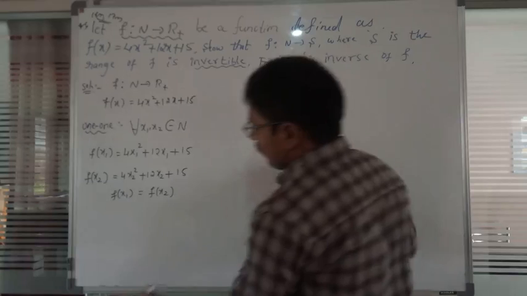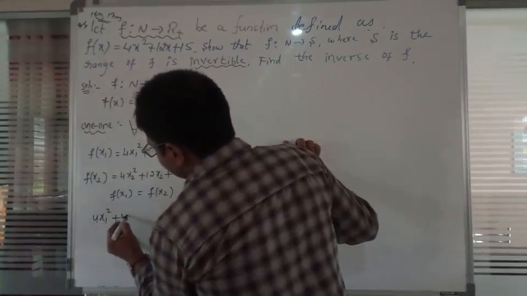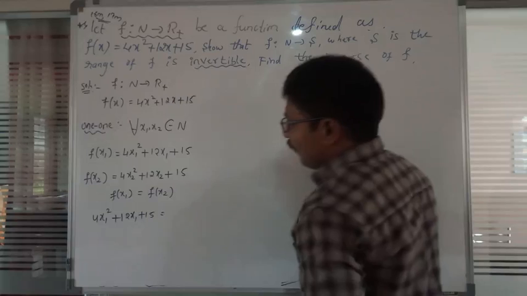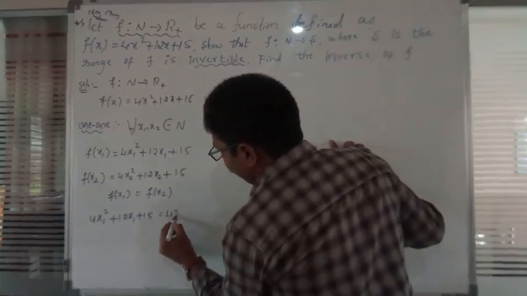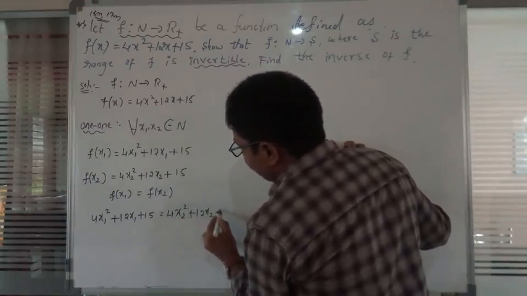What is f of x1? We should write that one as 4x1 square plus 12x1 plus 15. It is equal to, what is f of x2? It is f of x2 equals 4x2 square plus 12x2 plus 15.